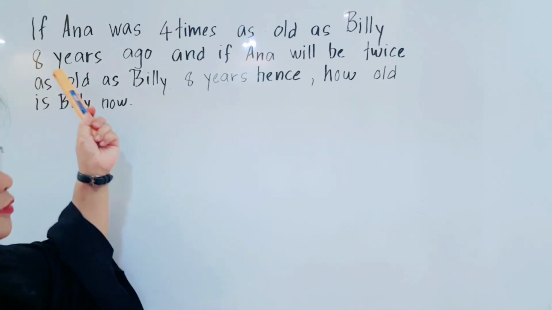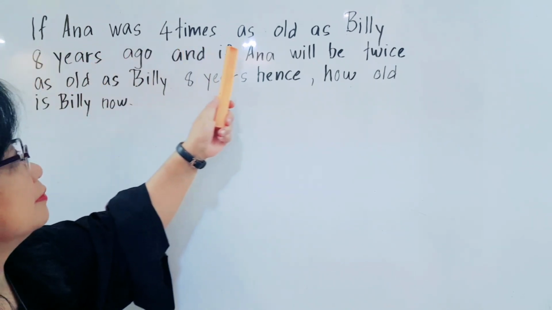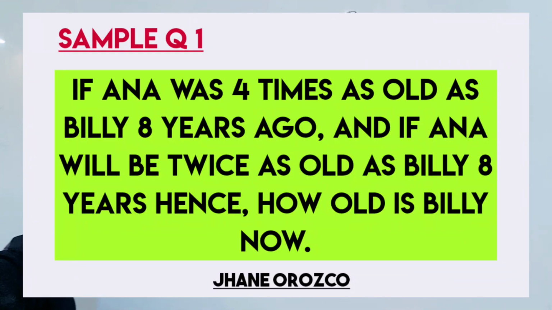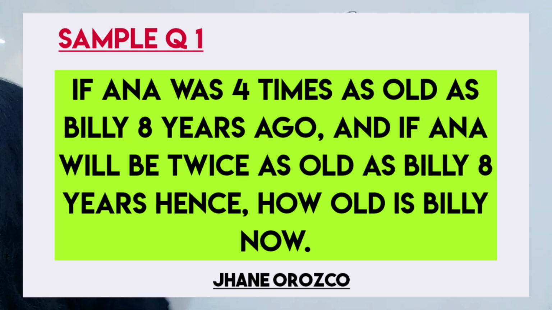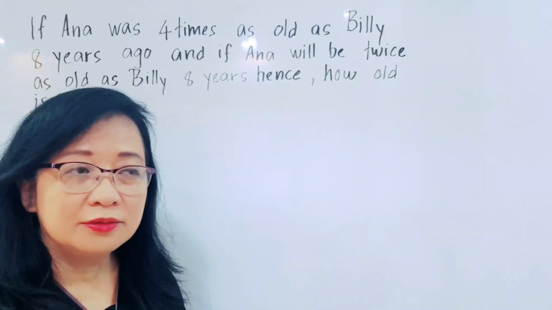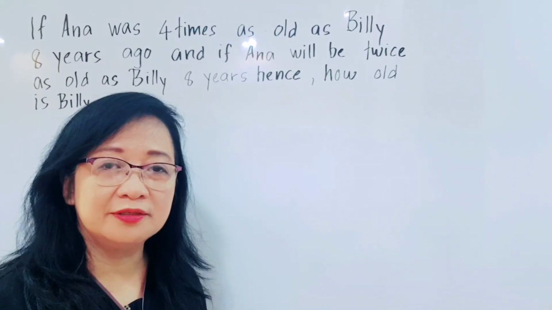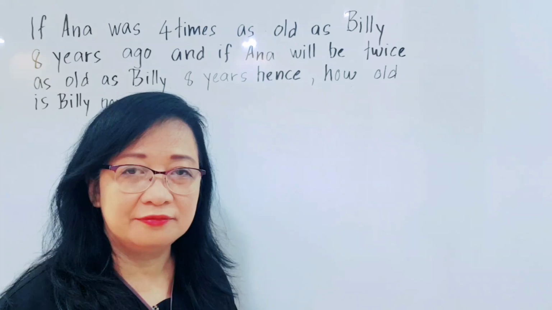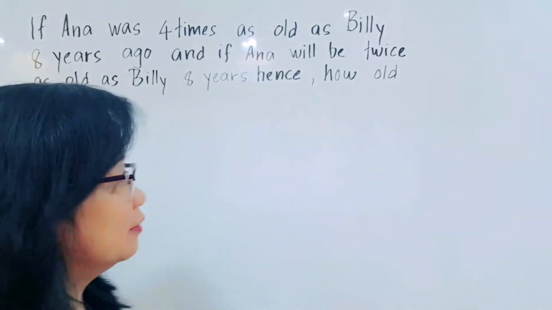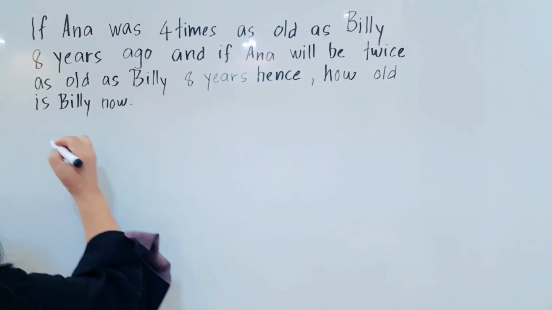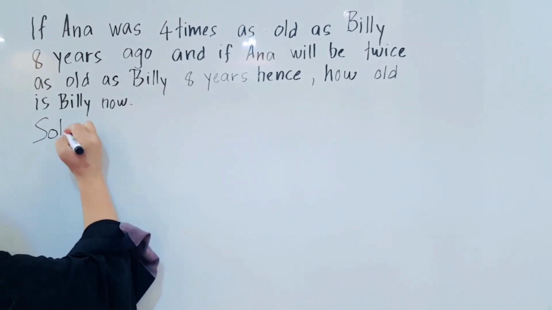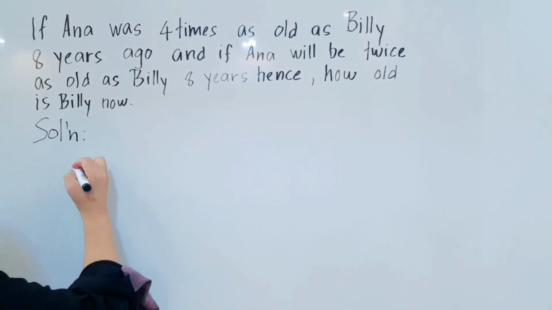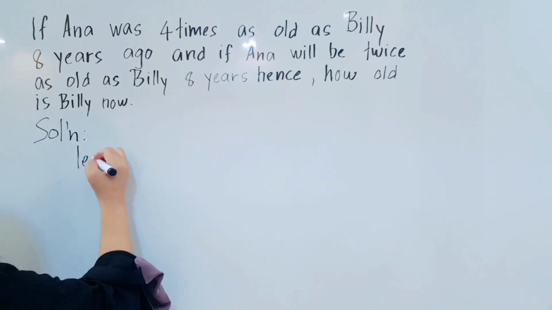The first question: if Anna was 4 times as old as Billy 8 years ago, and if Anna will be twice as old as Billy 8 years hence, how old is Billy now? To solve this problem, it's much better if you tabulate the ages if there are present, past, and future ages involved.